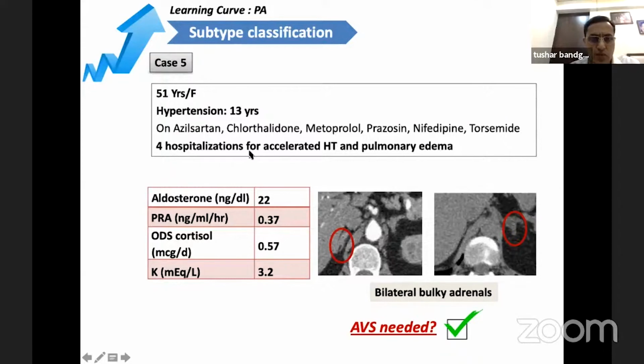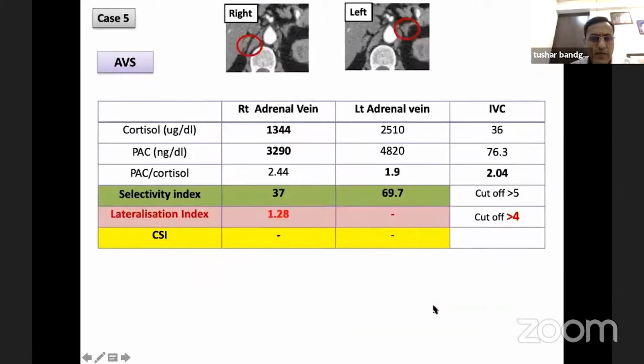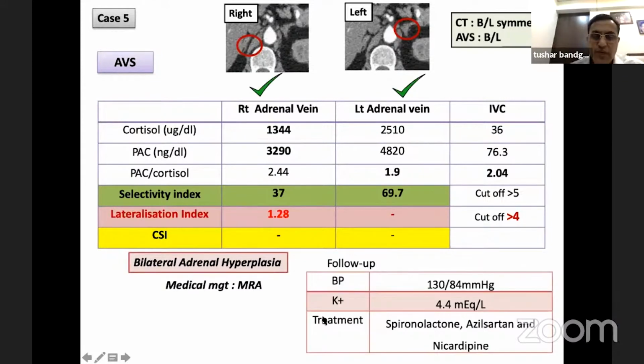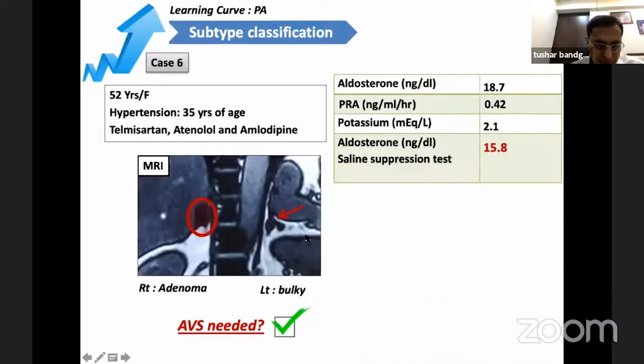Now this lady had severe hypertension with accelerated hypertension, pulmonary edema, with biochemical confirmation of PA, and you could see that there were bilateral lesions. Here, when you look at the selectivity index, it has been catheterized well, but there is no gradient. That means it's a bilateral adrenal hyperplasia, and she was treated on medical therapy and is doing quite well.